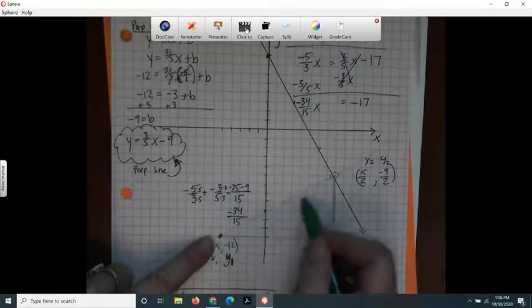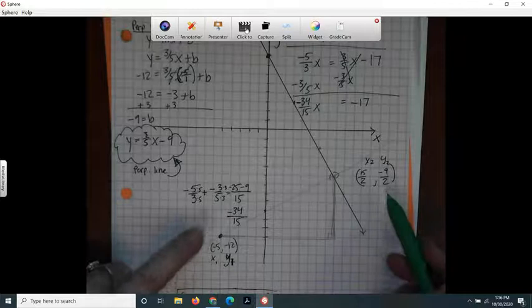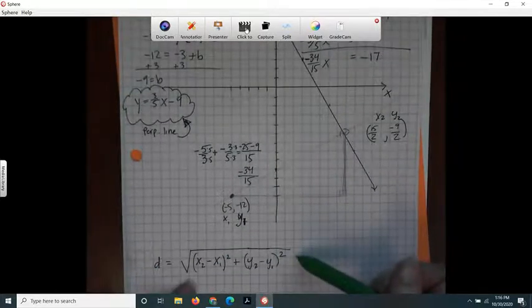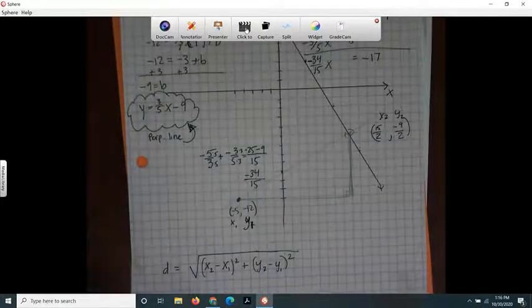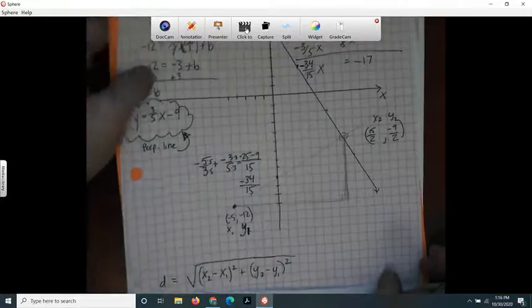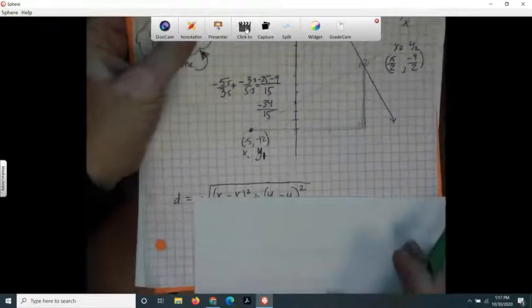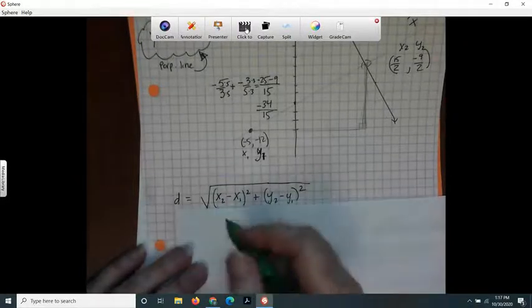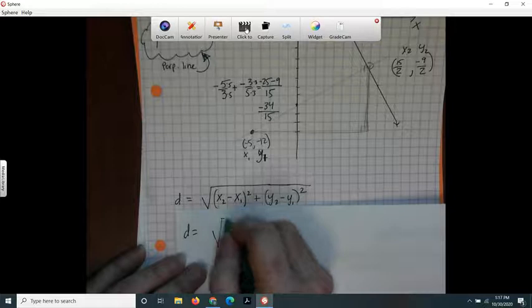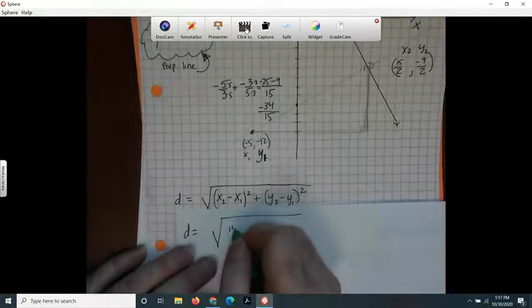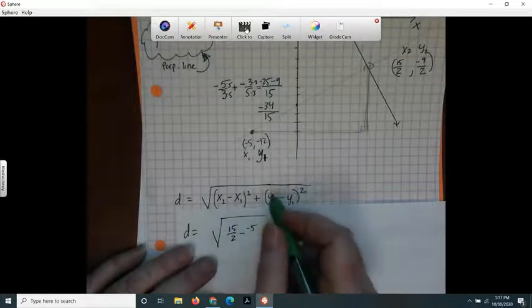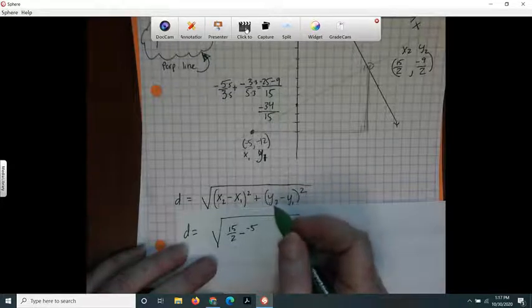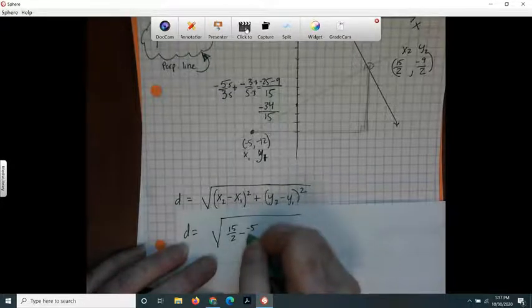So I have my two ordered pairs. I can put them in the distance formula. I know, I'm probably going to need a whole sheet of paper for this. So let's see if I can make some room for myself. Okay, so x2 is 15 halves minus, what's x1? Negative 5. Oh, goodness. Well, you know when you minus a negative, how it's positive? We'll work with that in a second.